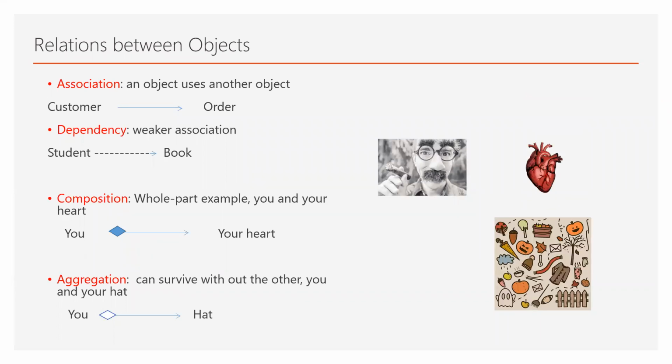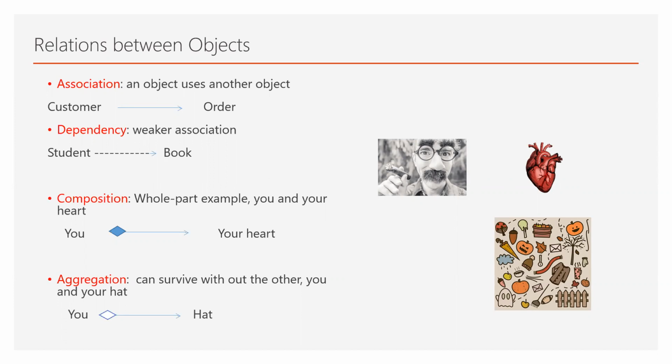Next is relationship between objects. In the previous slide, we tried to understand how a class creates an object, and this object can have data and behavior that we can apply. And here we have different objects and how they can interact with each other. The first one is association. An object can use another object. Let's say we have a customer object and we want to place an order, and this customer can apply for an order. And as for dependency, it is a weaker association.